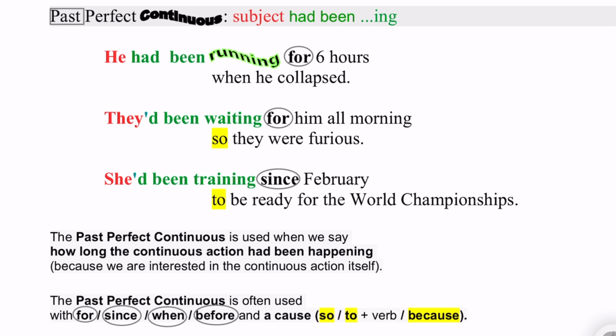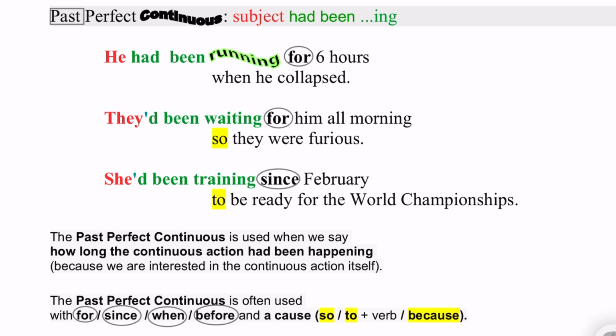Here are some example sentences. He had been running for 6 hours when he collapsed. So for the duration of 6 hours, he had been running. And then in the simple past, he collapsed, he was exhausted. But what's really important in the continuous forms is the feeling of continuity. So he had been running for 6 hours.